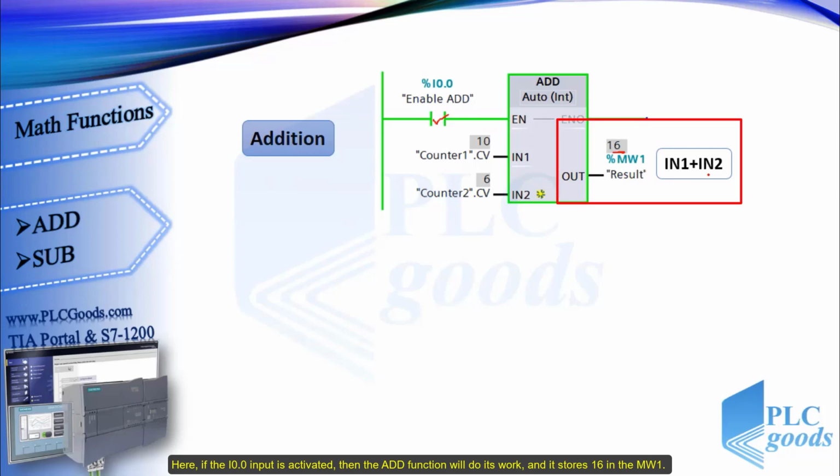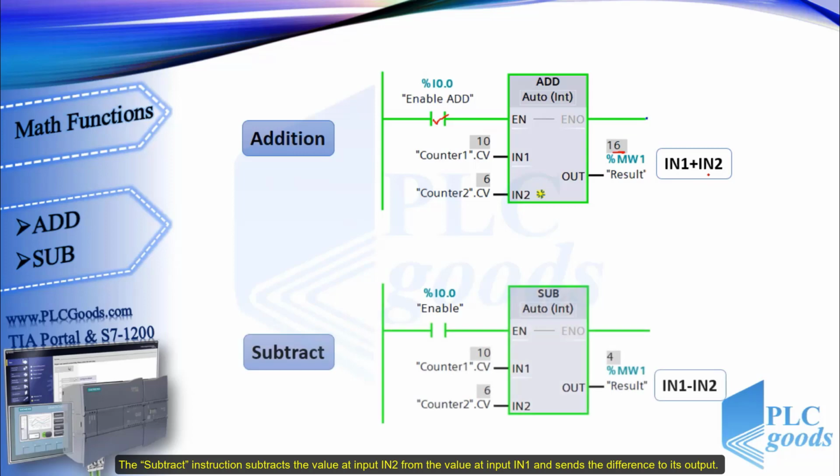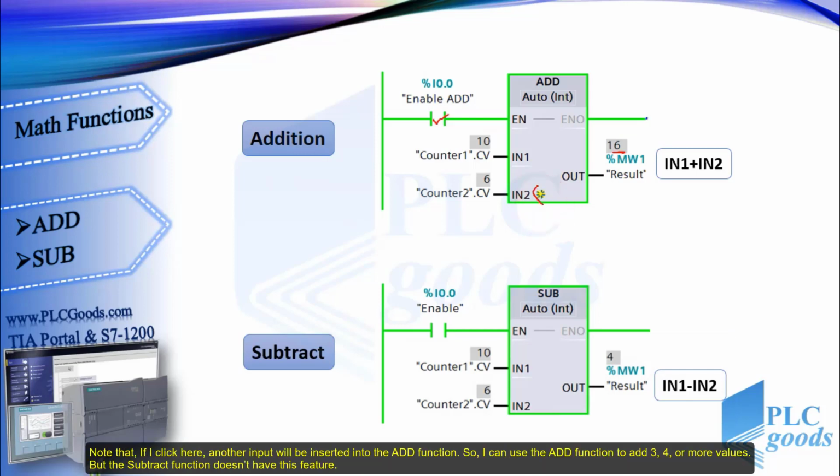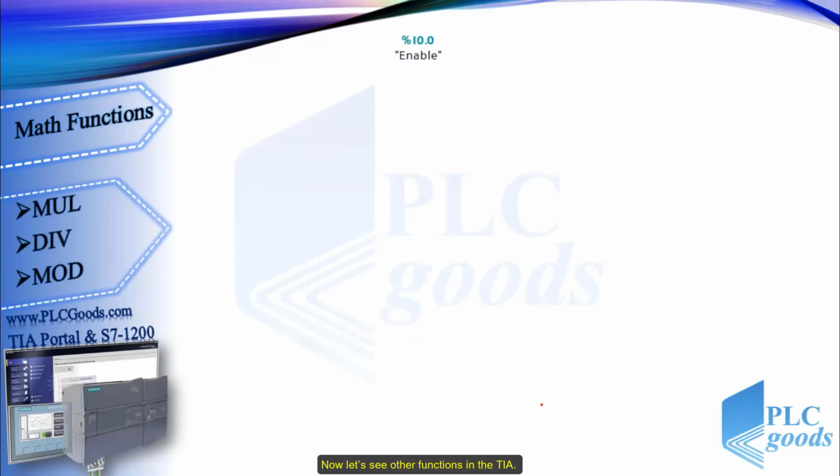The subtract instruction subtracts the value at input IN2 from the value at input IN1 and sends the difference to its output. Note that if I click here, another input will be inserted into the add function. So I can use the add function to add 3, 4 or more values, but the subtract function doesn't have this feature. Now let's see other functions in the TIA.